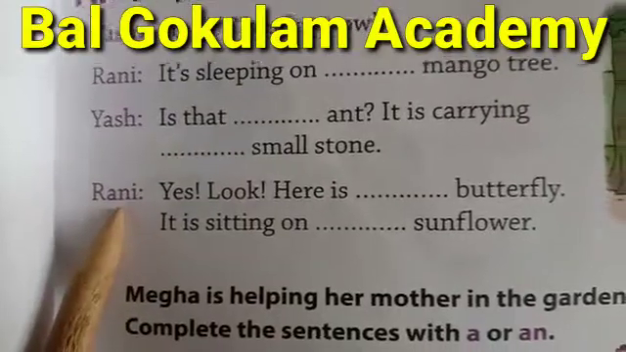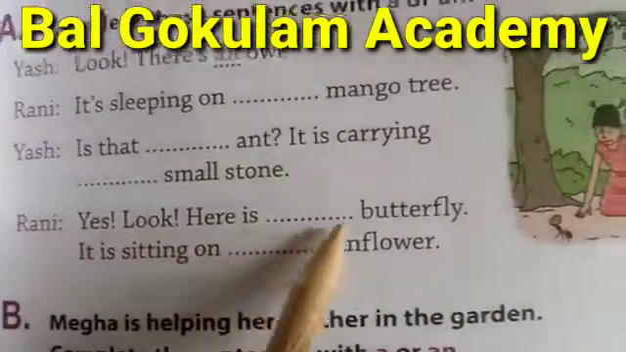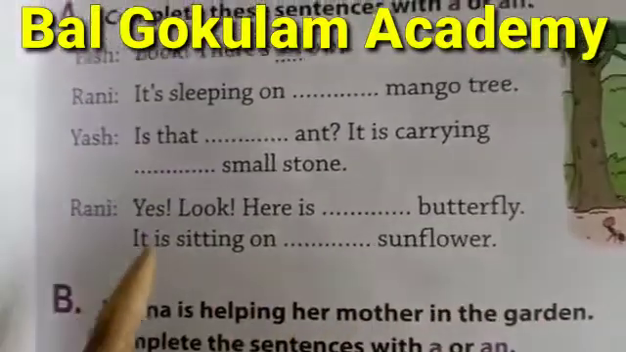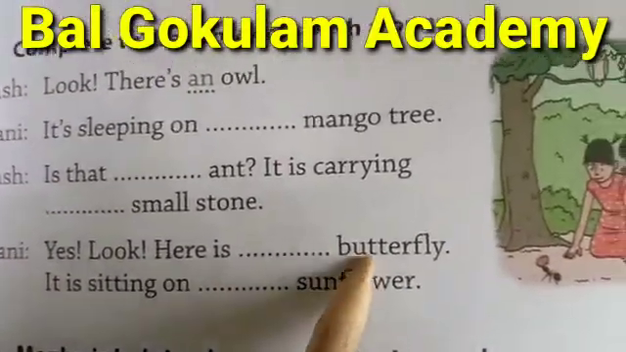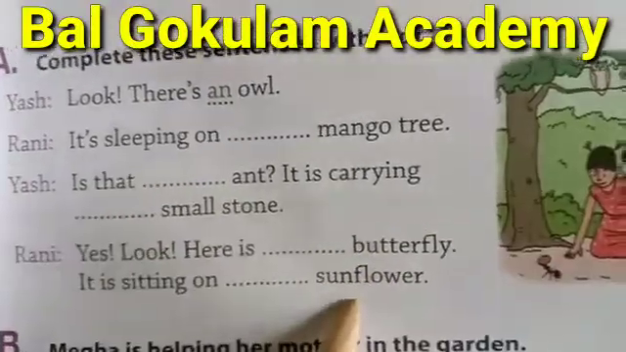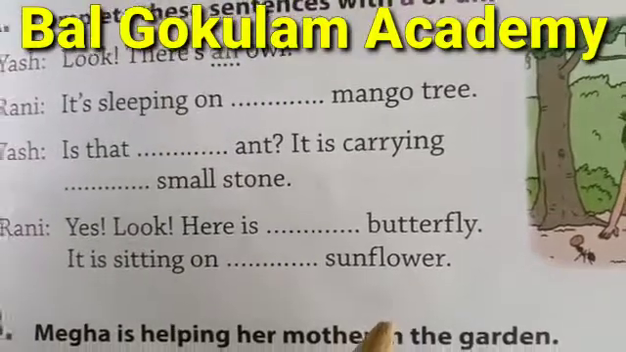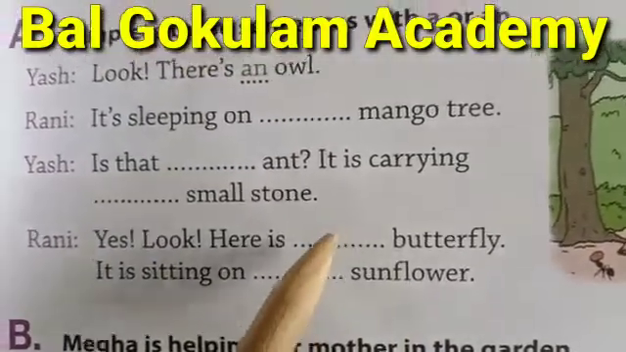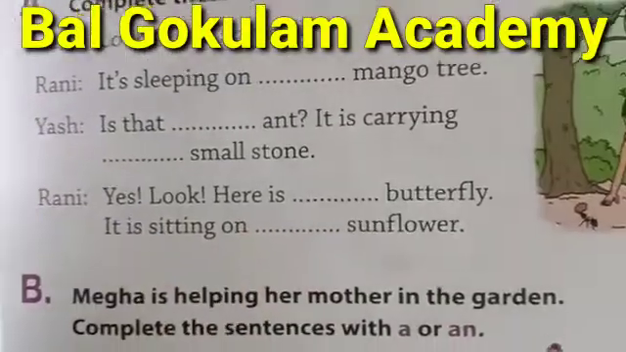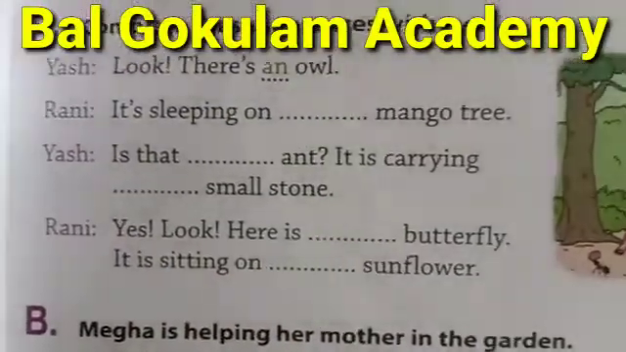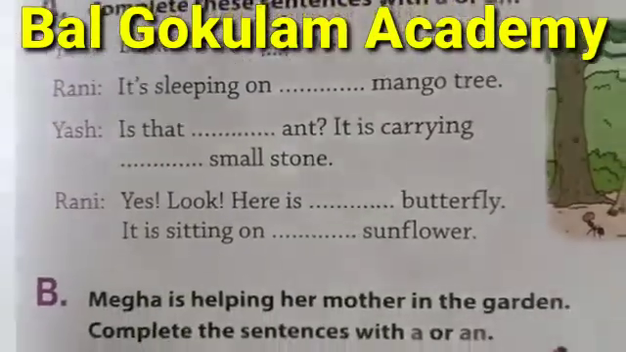Then Rani says, "Look, here is a butterfly. It is sitting on a sunflower." Here the words butterfly and sunflower both start with a consonant sound, so we use here the article a. Okay students, you should write these in your English notebook.